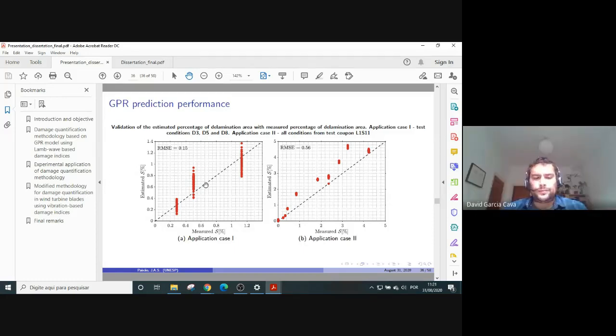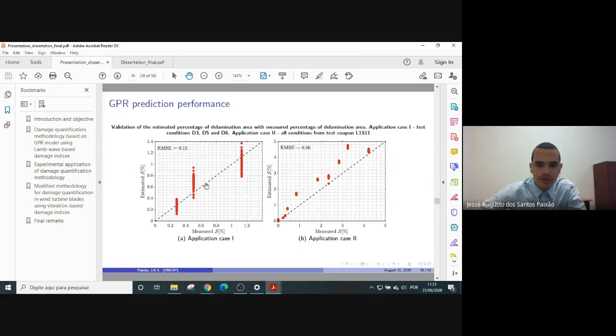Yes, there are some large deviations for some cases. For example, if you analyze this estimation here, there's a large deviation, but if you look at the distribution, it's closer to the diagonal line. And we also compared, when we obtained these results, we found out that the error could be so high. Then we compared with some other works in the literature and we found out that it's similar.